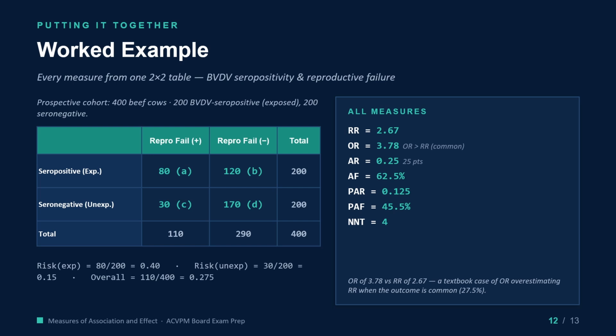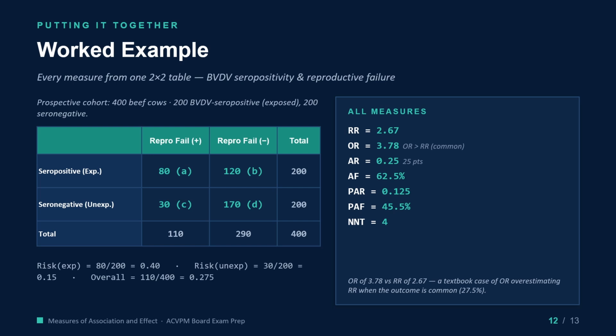reproductive failure. The OR equals 80 times 170 divided by 120 times 30 equals 13,600 divided by 3,600 equals 3.78. Note, the odds ratio is greater than the risk ratio because the outcome is common, 27.5%. The AR, the risk difference, equals 0.4 minus 0.15 equals 0.25, 25 percentage points.